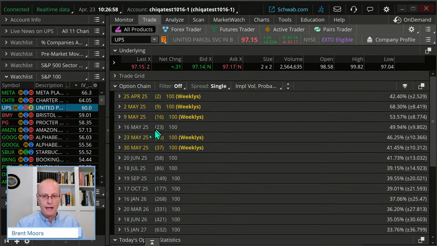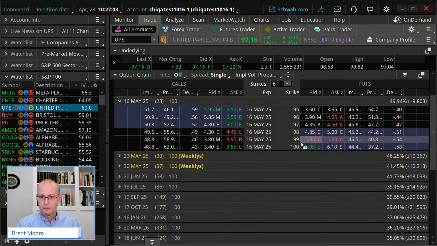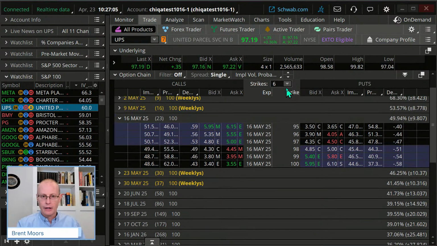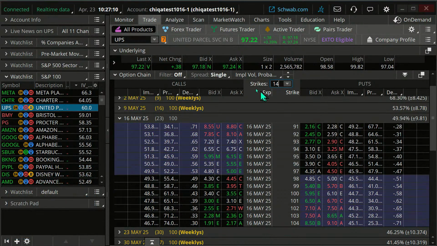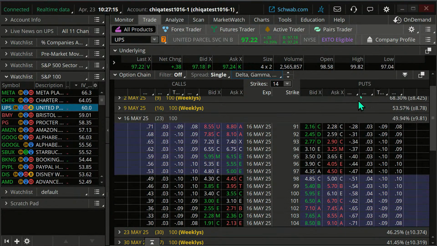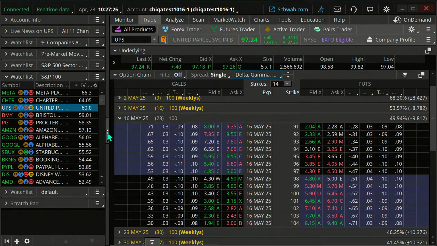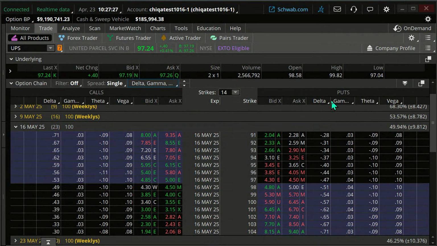So I'm going to go to UPS. I'll go out to monthly contracts, okay? And let me get some more strikes here. I'm going to just use delta for us here. Delta measures how much that stock price... Why will this not let me adjust my column width here? Oh, let me get rid of that. That's why. Well, I don't need to adjust it. Now it shows. Okay.